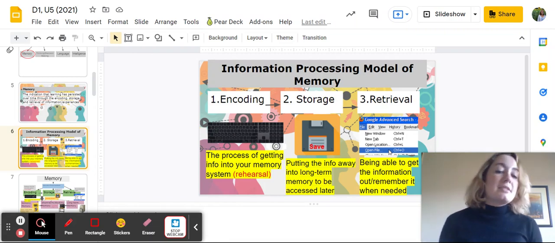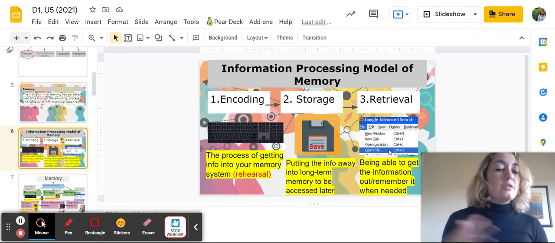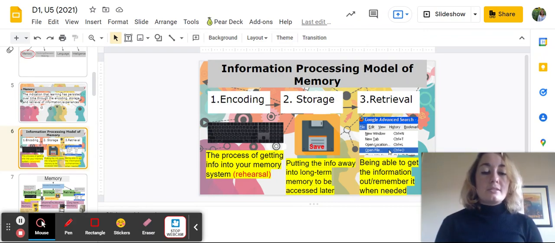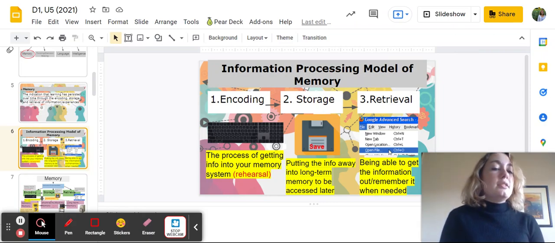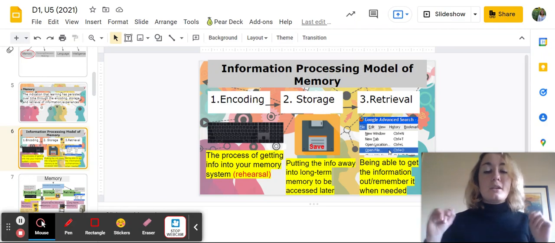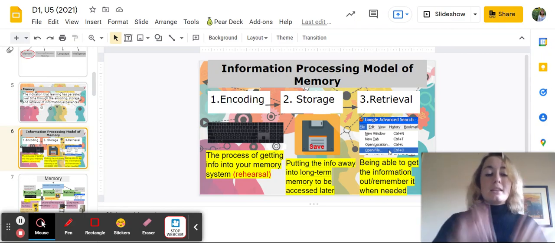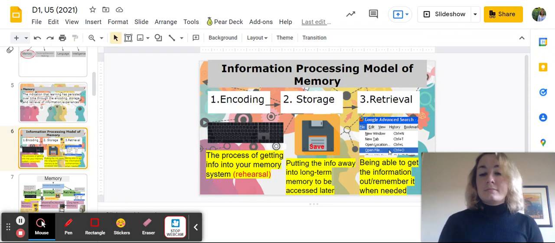We have 5 million things happen to us in a day, but only some of that stuff goes into our memory system. So in our computer analogy, I think of encoding as like typing on a keyboard. It's like taking the information and putting it into the computer, into the system. So encoding is kind of typing and getting it there.